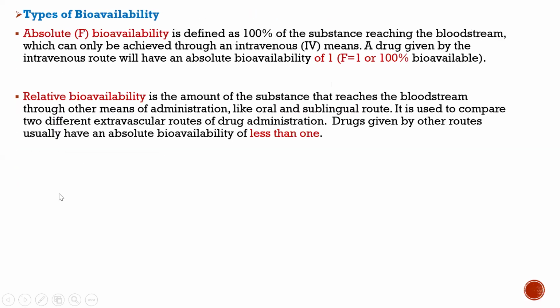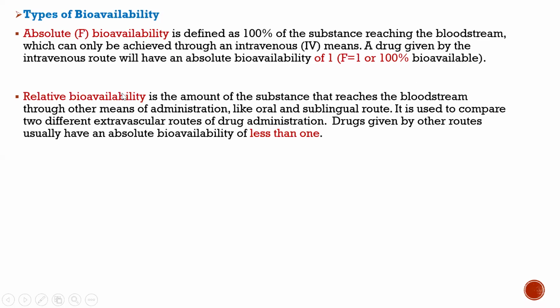Let's look at the different types of bioavailability. We have absolute bioavailability and then relative bioavailability. When something is absolute, it means 100% of the substance is available to reach the bloodstream, which can be achieved only through intravenous means. So a drug given by the intravenous route will have an absolute bioavailability of 1. It can be represented as F, where F equals 1, or 100% bioavailable.